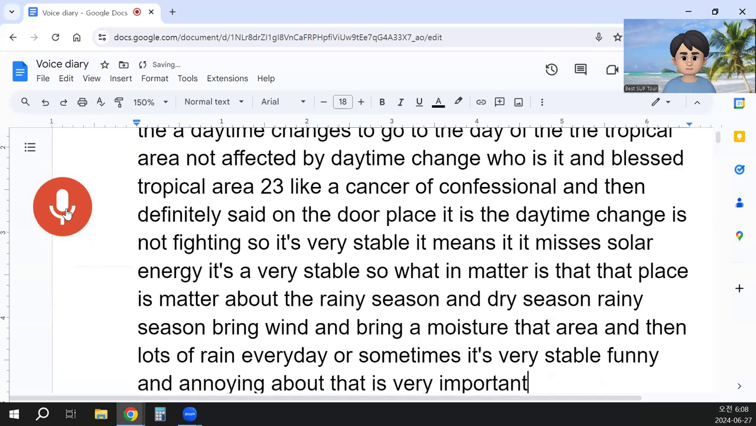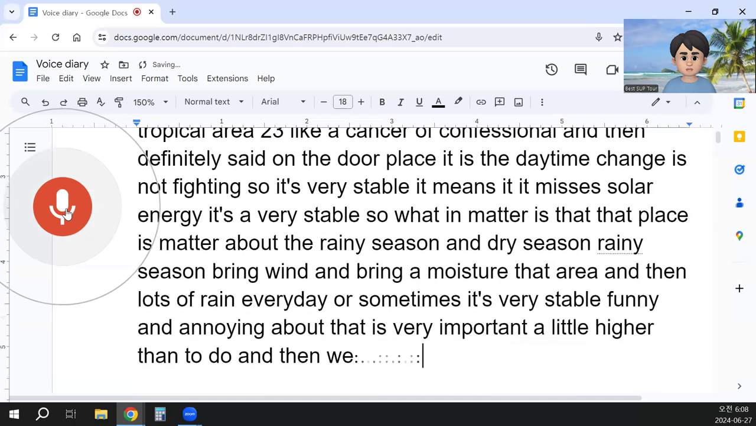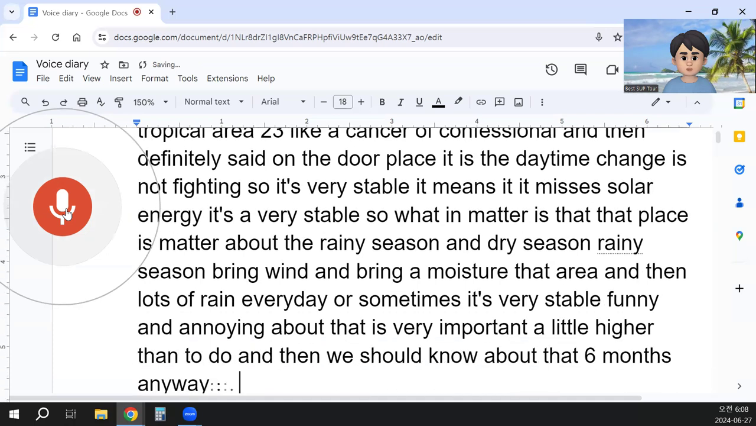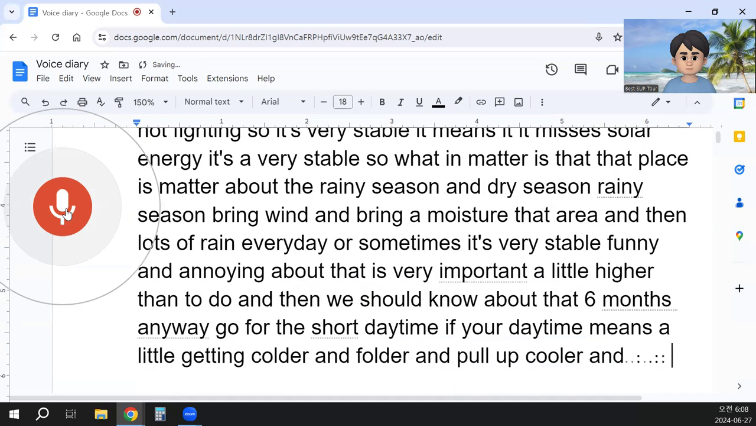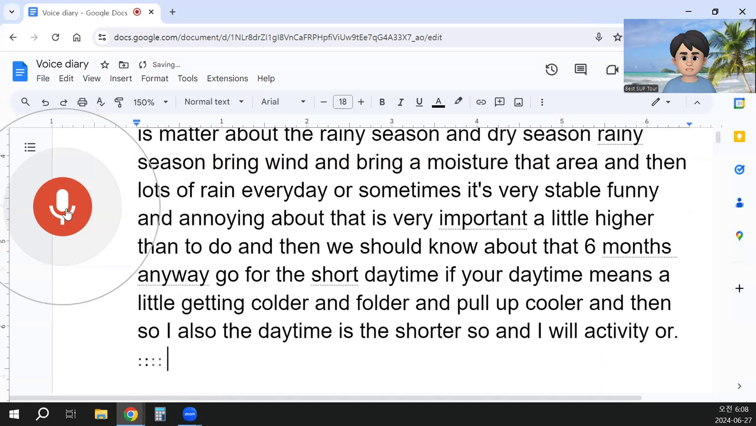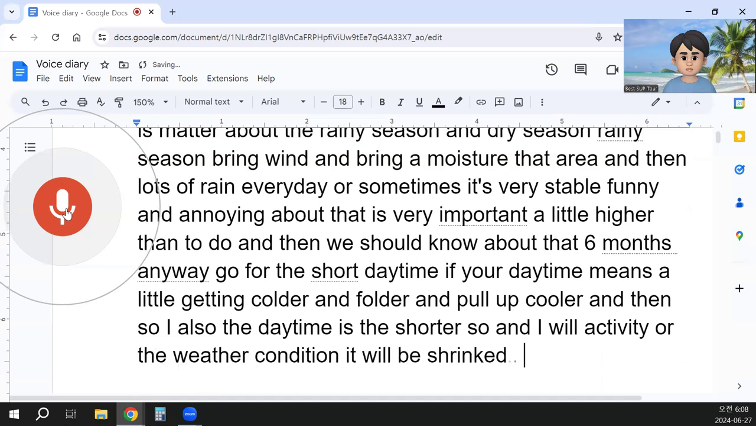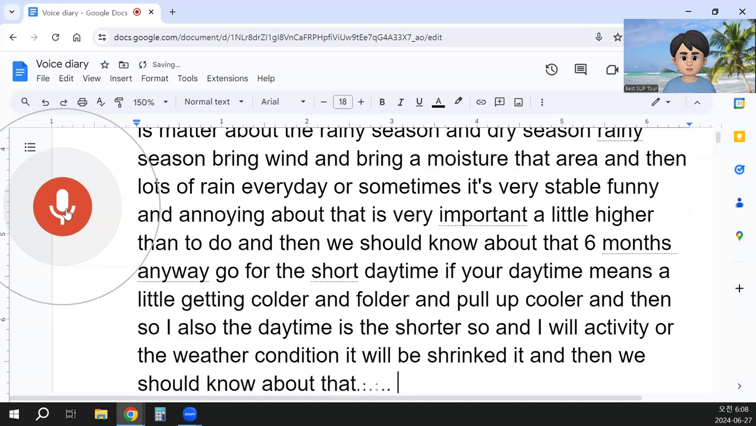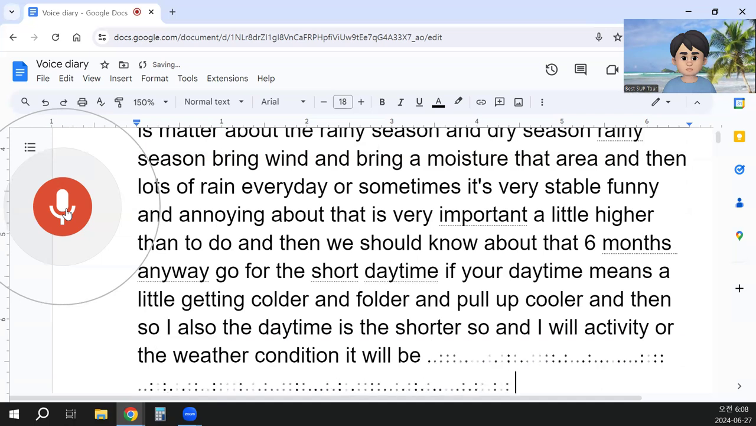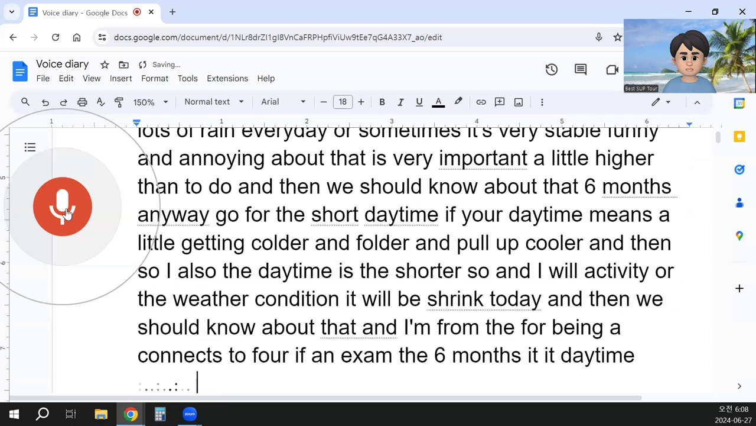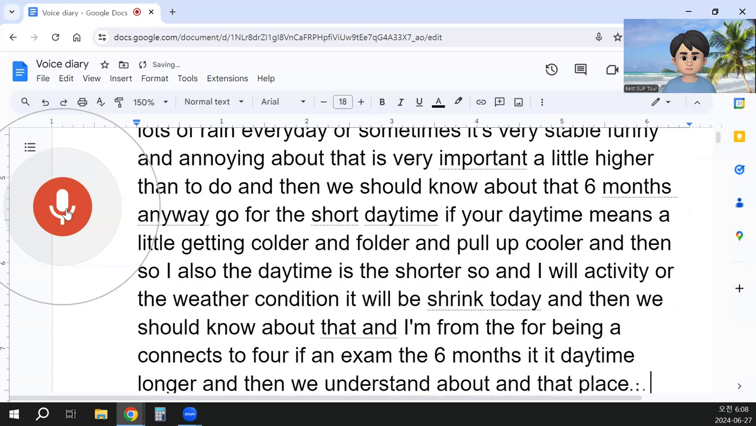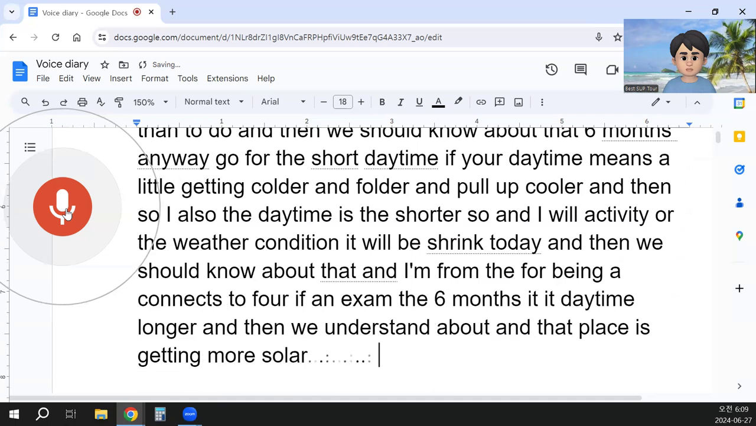At a little higher latitude, we should know that for six months it goes toward short daytime. Short daytime means getting colder and cooler, and the daytime is shorter. Our activity and the weather condition will shrink, and we should know that fact. From the spring equinox to the fall equinox, the six months, the daytime is longer, and that place gets more solar energy. All the conditions are getting better.